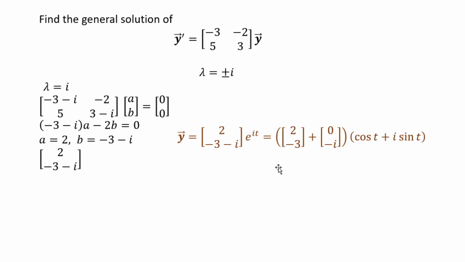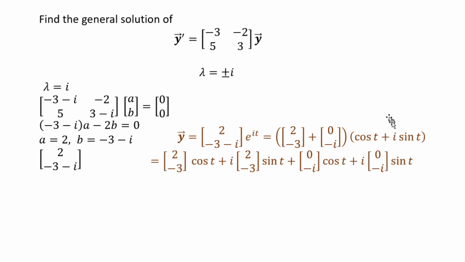Okay, so let's proceed. We're trying to find the real and imaginary part of this function. So we split 2, negative 3 minus i into these two. As you can see, this is the real part and this is the imaginary part. And then e to the it is equal to cosine t plus i sine t. This is called Euler's identity.